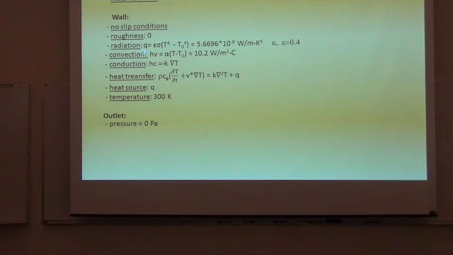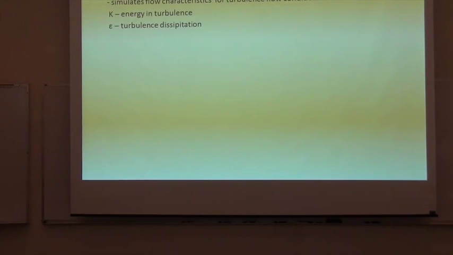Then we consider roughness, radiation, convection, conduction, heat transfer, heat flux, and radiation. And we define the outlet as a pressure outlet at 0 pascals. We considered the k-epsilon turbulence model because this model simulates the characteristics of a turbulent flow.